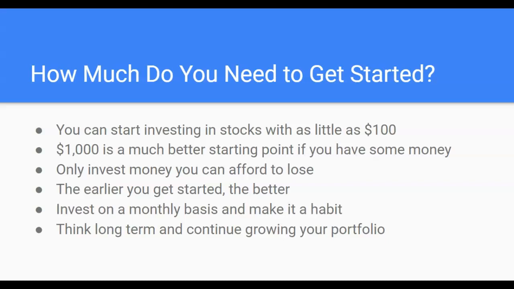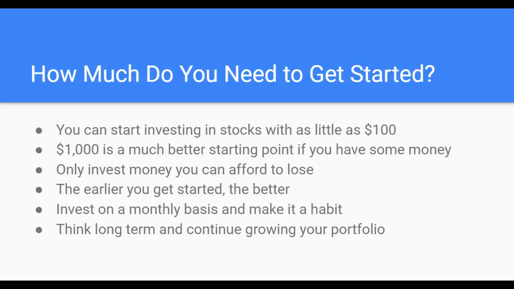But $1,000 is a good starting point, and you can either put that in one stock, or you can split that up among a couple of different stocks. The important thing to remember is that you only want to invest money that you can afford to lose. You don't want to invest money that you need to pay your rent, your mortgage, your light bill or your gas bill, because stocks are risky and they can move very quickly. You could lose your shirt, and you don't want to get in a tough financial situation where you bought stocks, lost your money, and now you can't pay your bills.